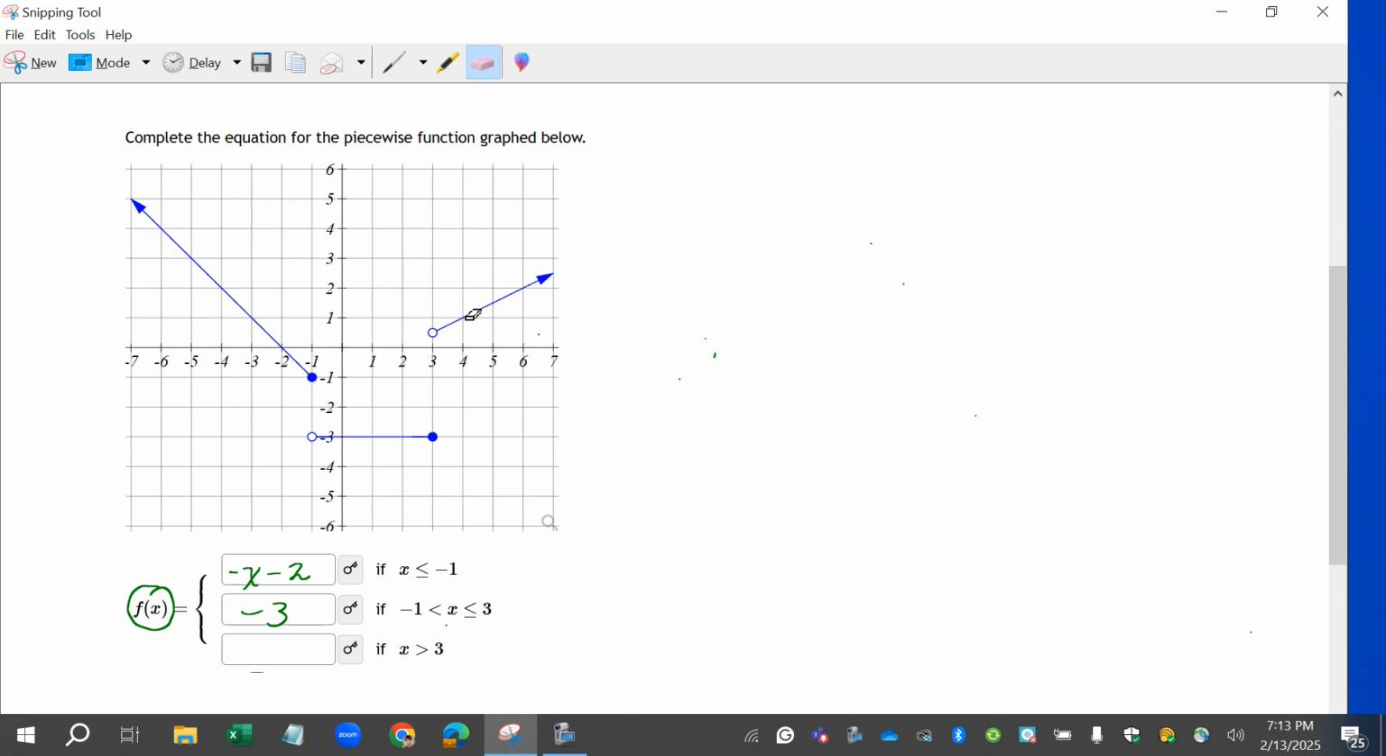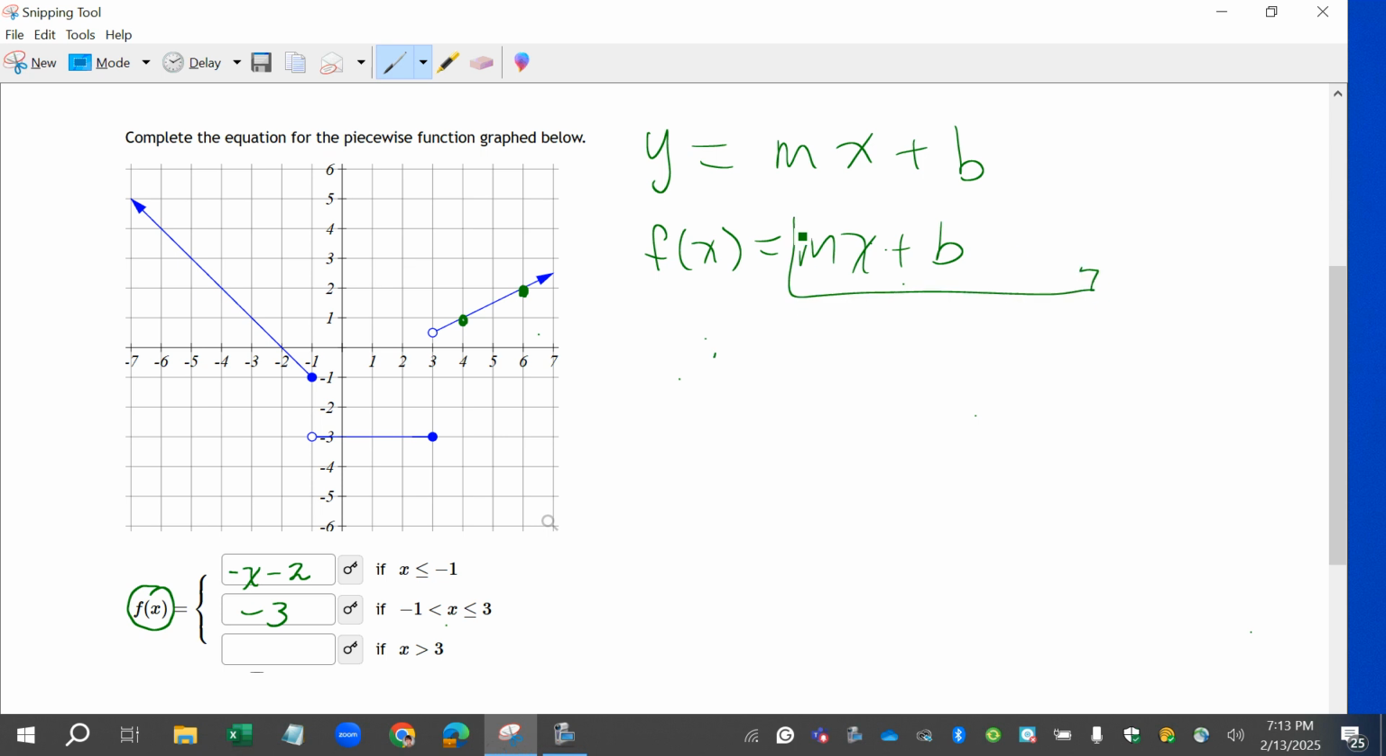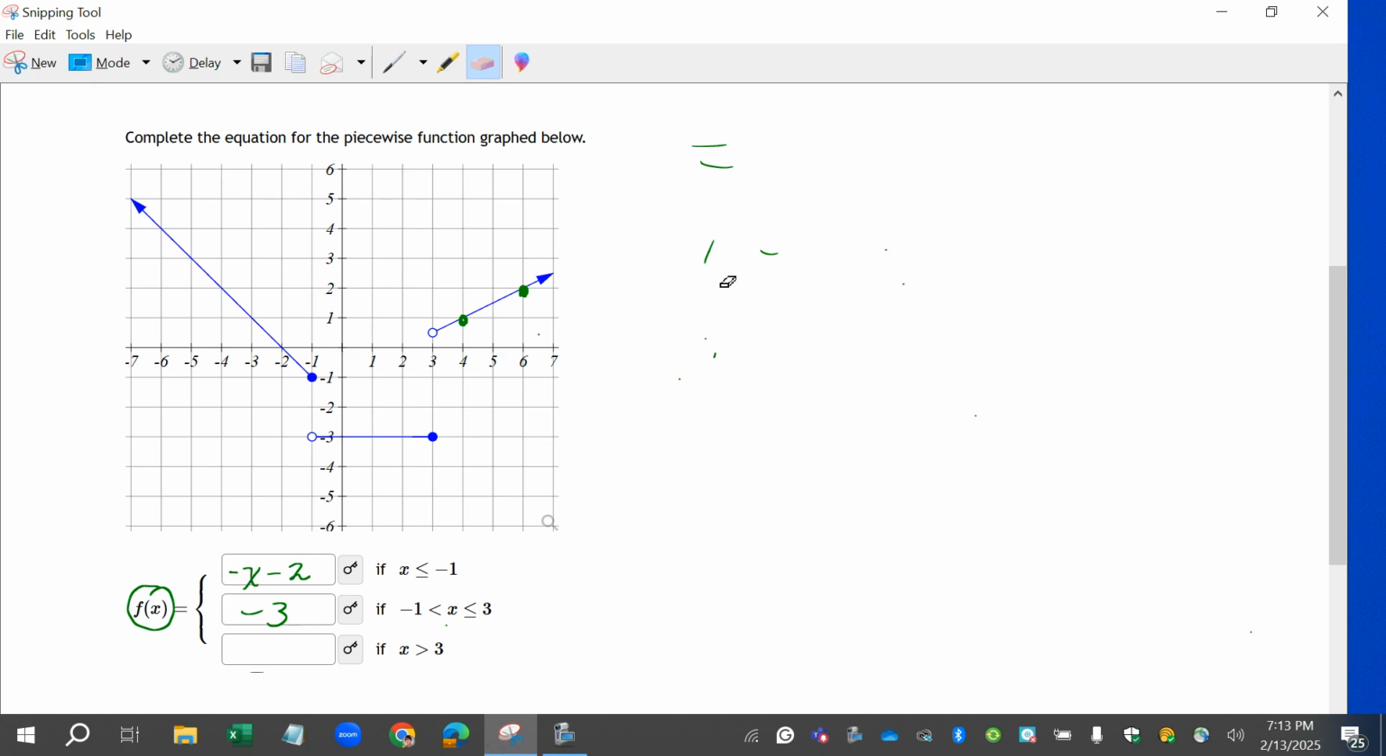So I'm picking this point right here and this point right here. Now I just want to see what the slope is. So again, I'm going for y equals mx plus b, but I'm going to write it with f of x because it's function notation. And really, my answer is just going to be whatever ends up on the right side once I find out what my m and my b are going to be. So, what is m and what is b?